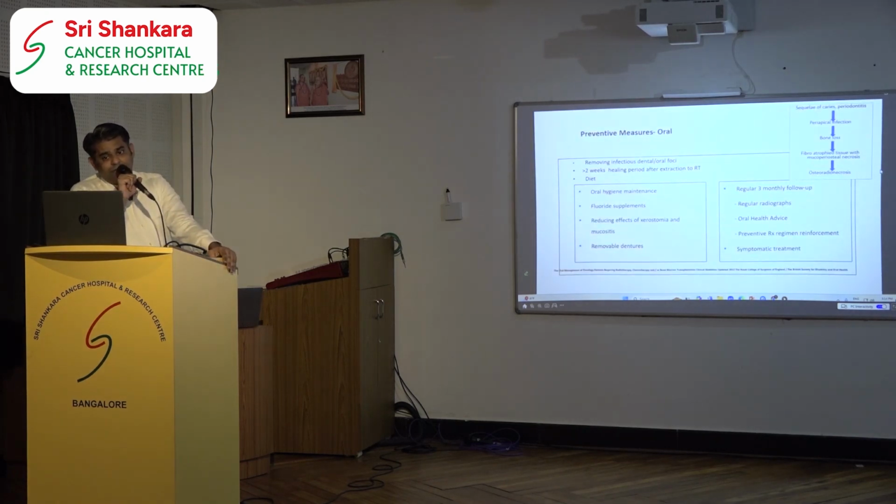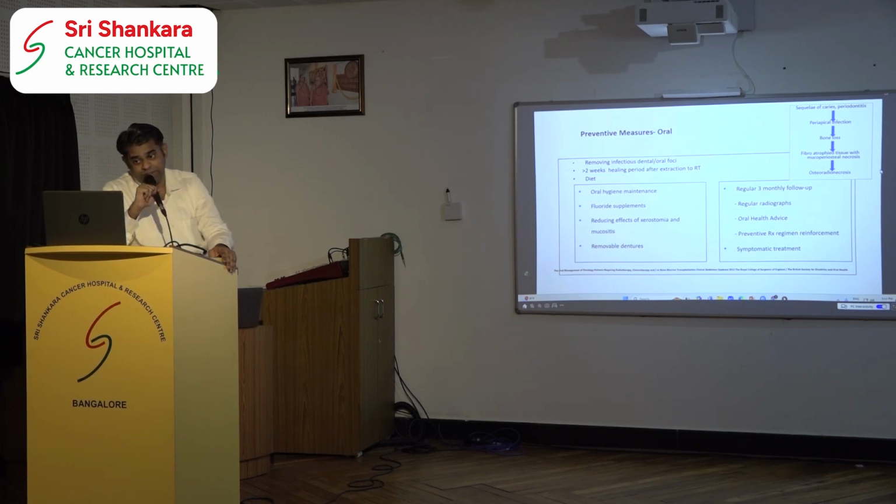Preventive measures in the oral cavity. Remove the infectious dental or oral foci. Wait for at least 2 weeks after you've done a dental procedure before starting radiotherapy. But of course, if you're not able to complete the treatment within the stipulated time, then you may not have 2 weeks. That takes precedence over waiting 2 weeks after a dental extraction. Always tumor control over all this.